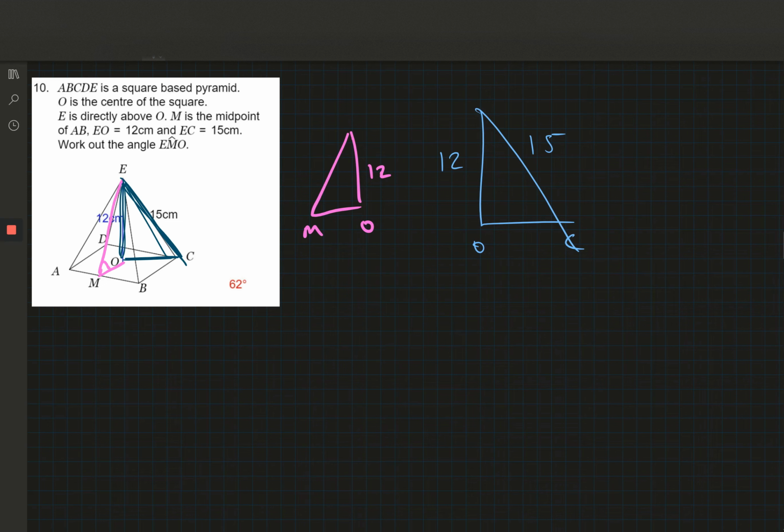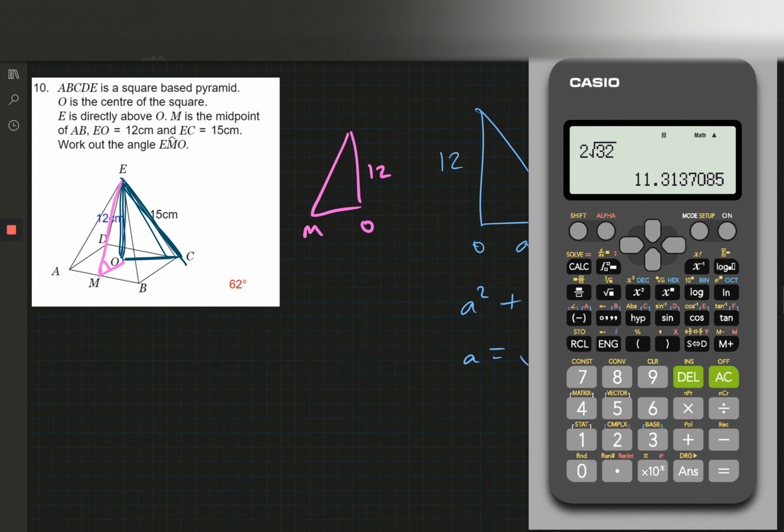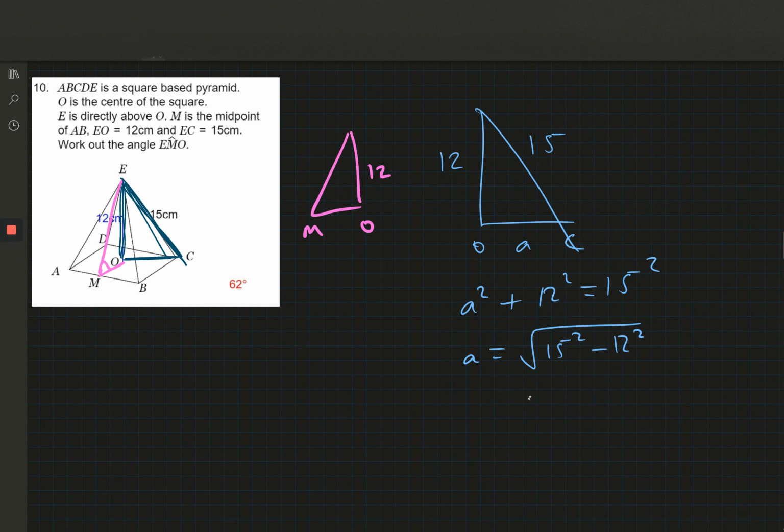So let's call this A. A squared plus 12 squared equals 15 squared. So A is equal to the square root of 15 squared minus 12 squared. So it's 225 minus 144. You get 81. Root 81 is 9. So A is 9.